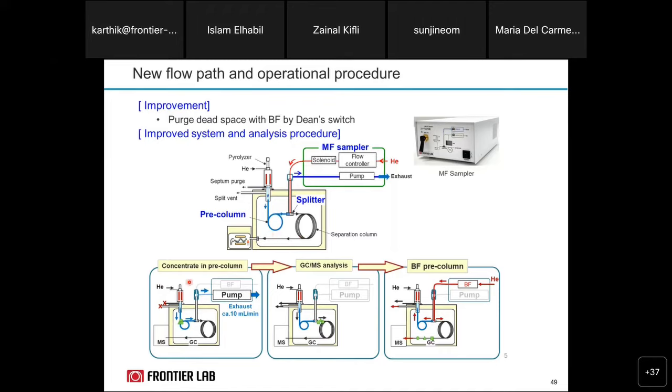So these are the steps. First you pre-concentrate in the pre-column, then you start the GCMS analysis, and you do the backflash of the pre-column so that your next analysis is not affected. All this is controlled through this small controller. This is called the multifunctional splitless sampler.